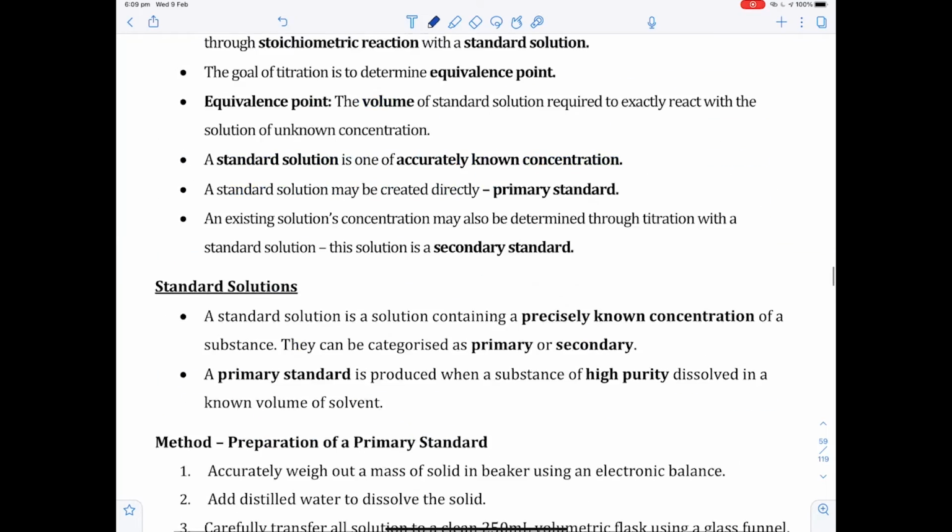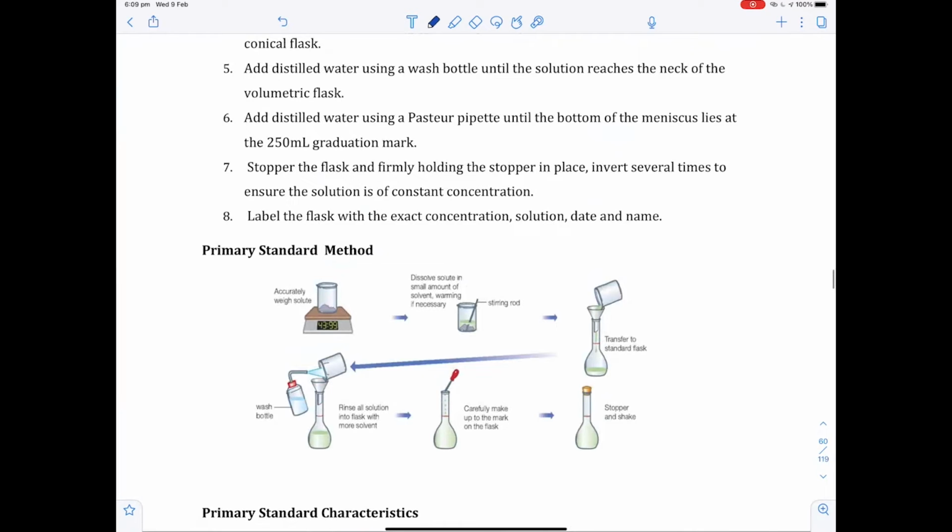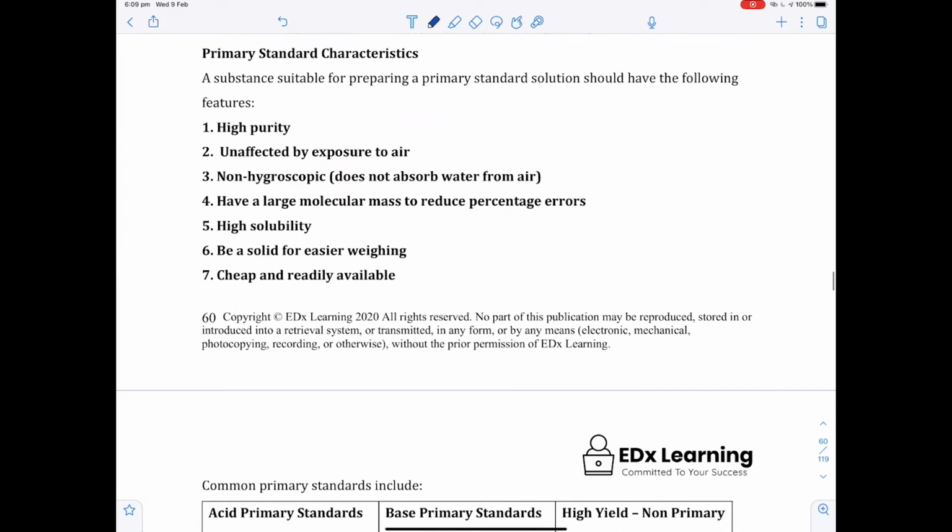Now, I'm going to scroll down, and we've gone through all of this, and we've gone through how to make a primary standard. Gerald, can you revise the rest of the class? What is a secondary standard?